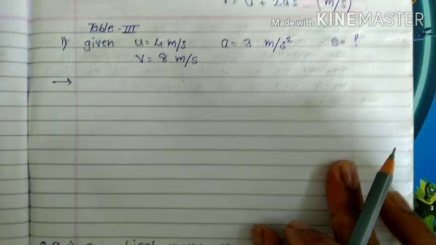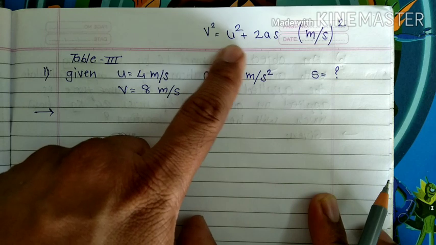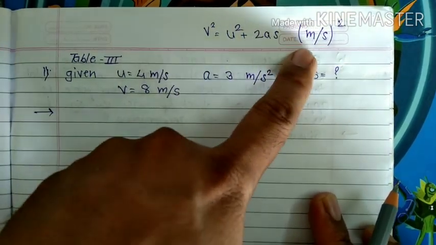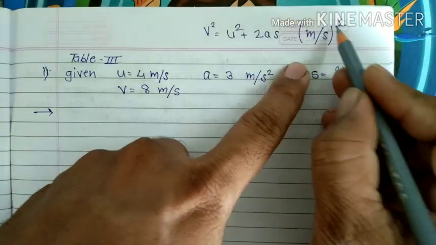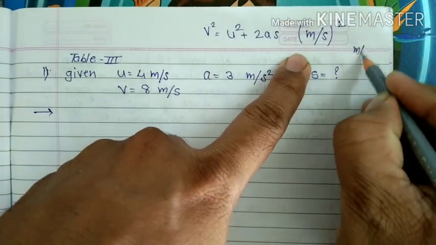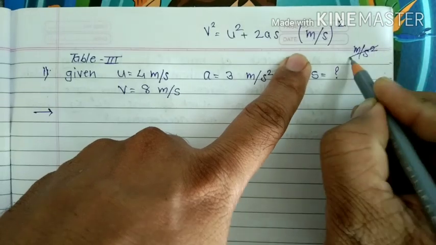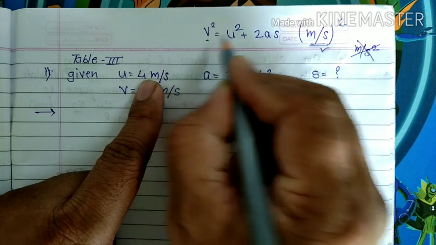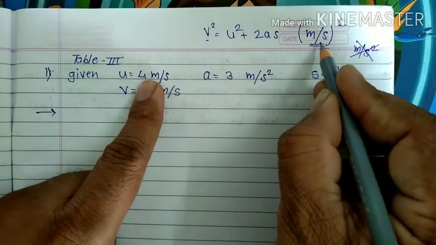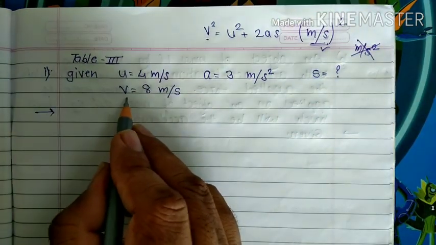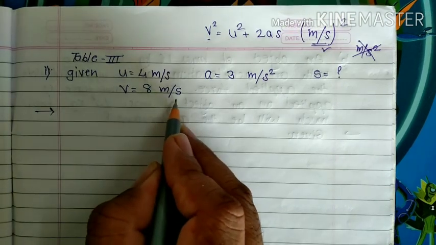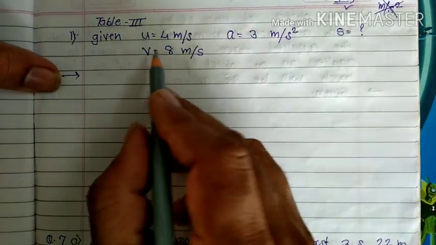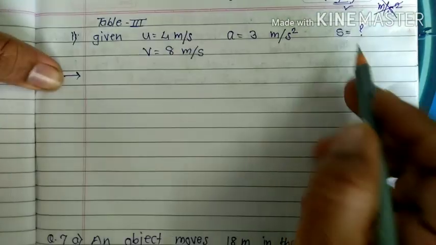Remember in the question formula is given v square is equal to u square plus 2as. This one is the third equation of motion. V is equal to 8 meter per second, that one is given. Okay, so these terms are given: u, a, v. We have to find s.